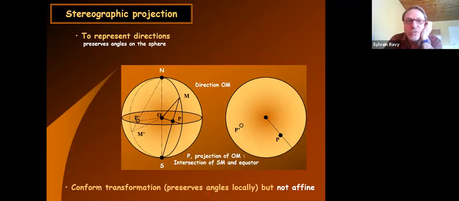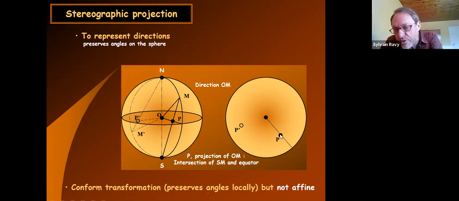And this is the stereographic projection that you may know. The purpose is to have a representation of a direction. So take, for example, the direction OM here, and this is a unit sphere. Take the opposite pole to the M point and draw a line from S to M. It intersects the equator at point P, and this is the projection of the direction, okay? So this point P represents the projection of this direction.